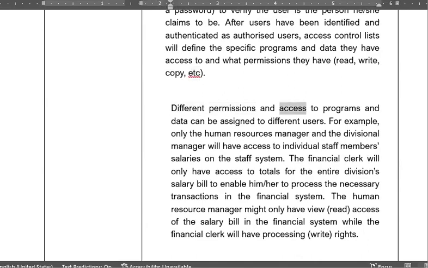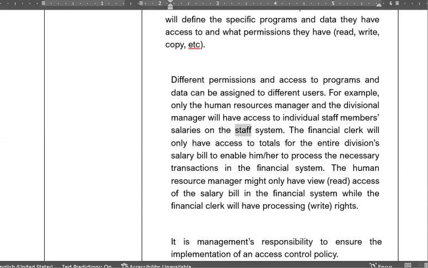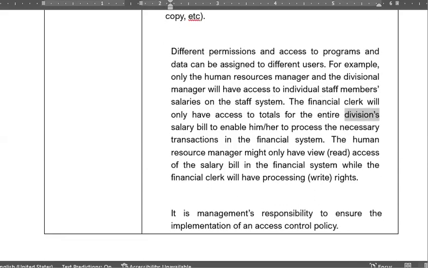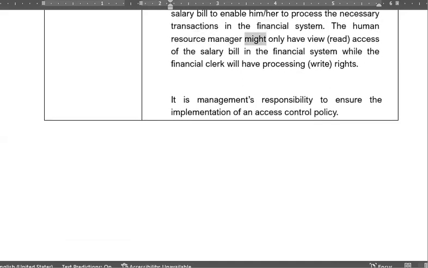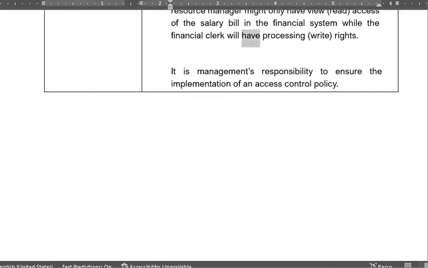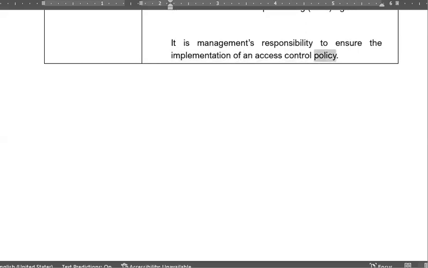Different permissions and access to programs and data can be assigned to different users. For example, only the human resources manager and the divisional manager will have access to individual staff members' salaries on the staff system. The financial clerk will only have access to totals for the entire division's salary bill to enable him/her to process the necessary transactions in the financial system. The human resource manager might only have view, read, access of the salary bill in the financial system, while the financial clerk will have processing, write, rights. It is management's responsibility to ensure the implementation of an access control policy.